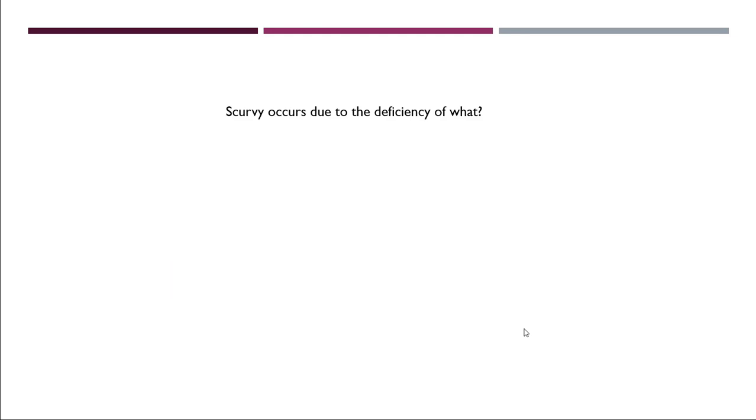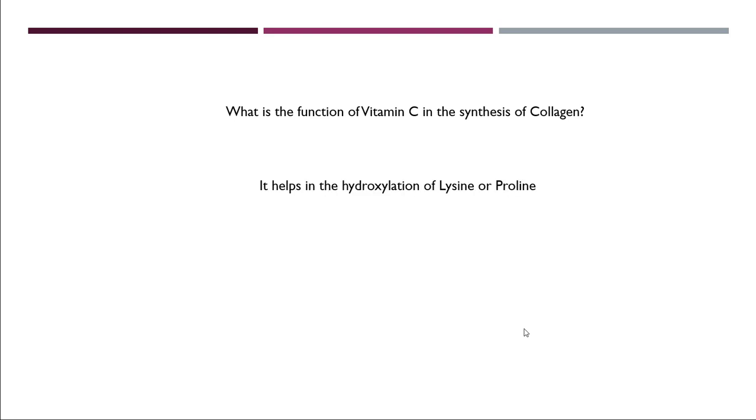Scurvy occurs due to the deficiency of what? 5, 4, 3, 2, 1. And the answer is vitamin C. Next question. What is the function of vitamin C in the synthesis of collagen? 5, 4, 3, 2, 1. It helps in hydroxylation of lysine and proline.